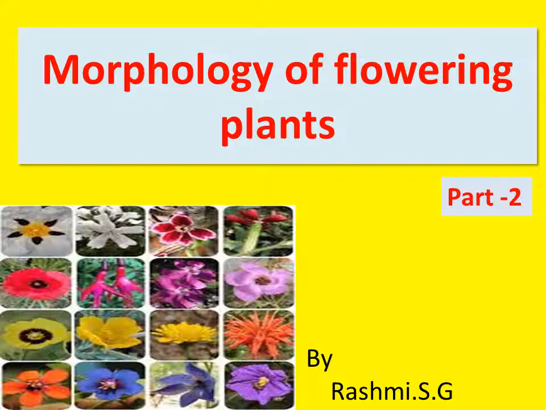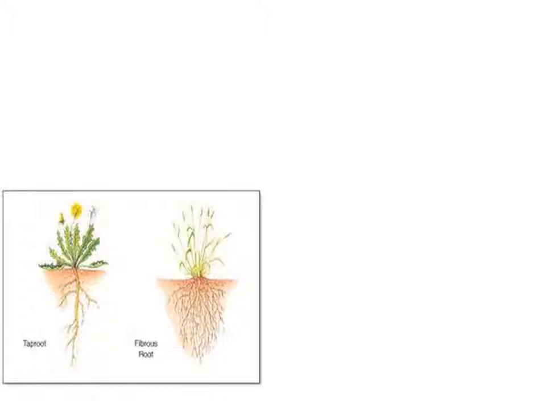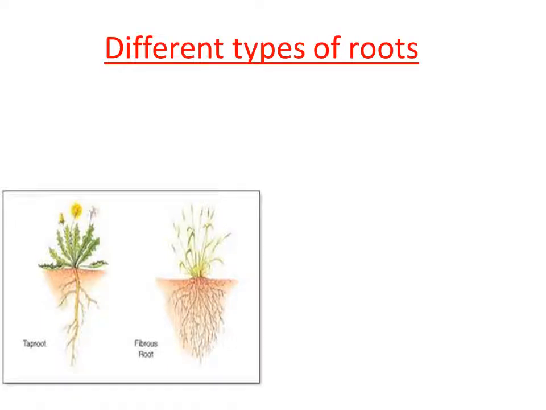In this video, let us continue our study on the morphology of flowering plants. Yes, in our last video, we discussed the different parts of the angiospermic plant, and also we understood about the root a little. Then we also discussed the root tip region in the angiospermic plant. So now let us study the different types of roots.